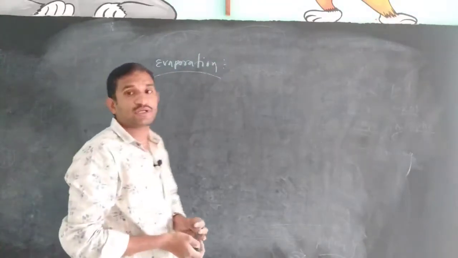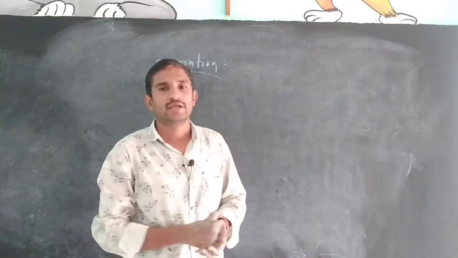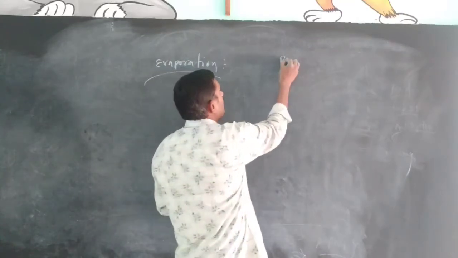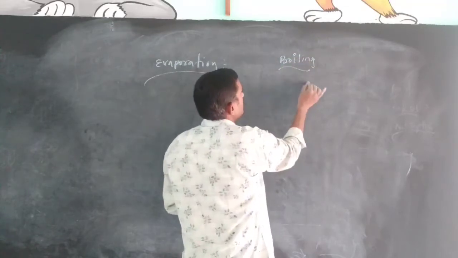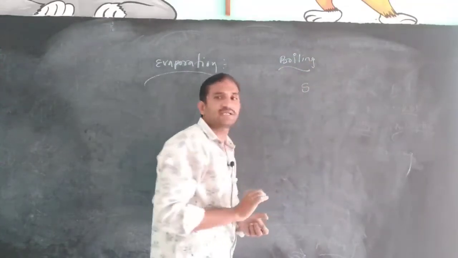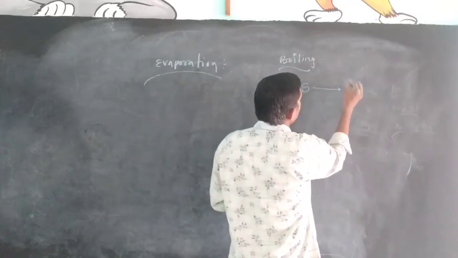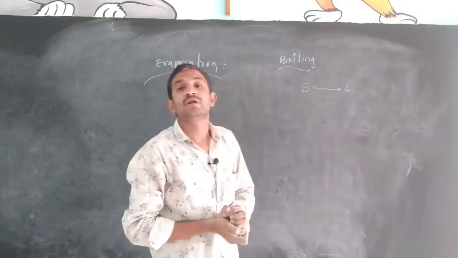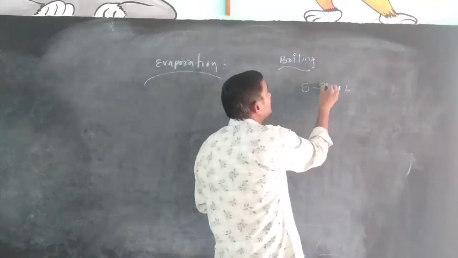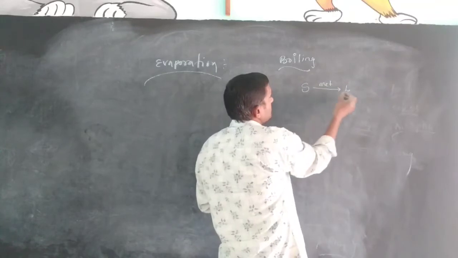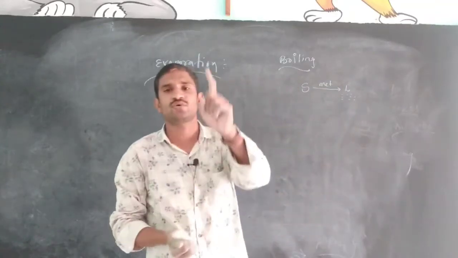Before that, we have to remember the word boiling. What is meant by boiling? Suppose any substance converts from solid to liquid; this we have to know as melting. Here the solid substance converting into liquid, the process we know as melting.